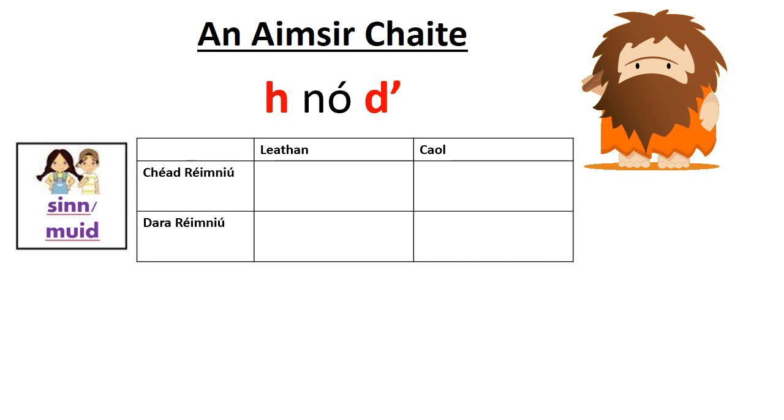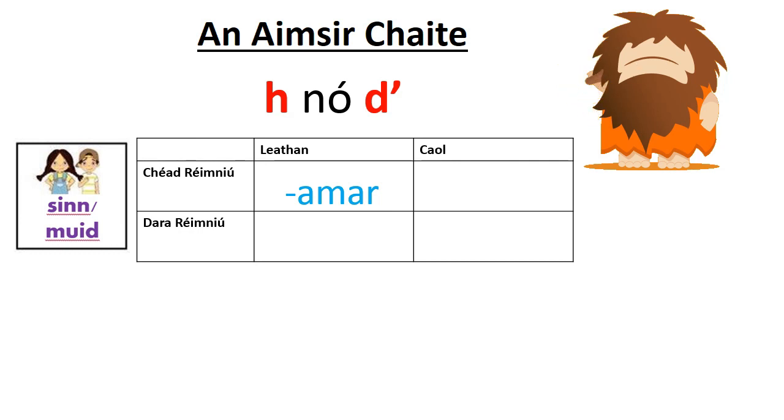So how do we do it? Well, it will depend on whether it's leathan, broad, or caol, narrow. And it will also depend on whether it's céad réimniú, which is that first group, which are mostly the one-syllable verbs, or dara réimniú, the second group, which are mostly multi-syllable verbs. So let's have a look at our endings for leathan, céad réimniú.